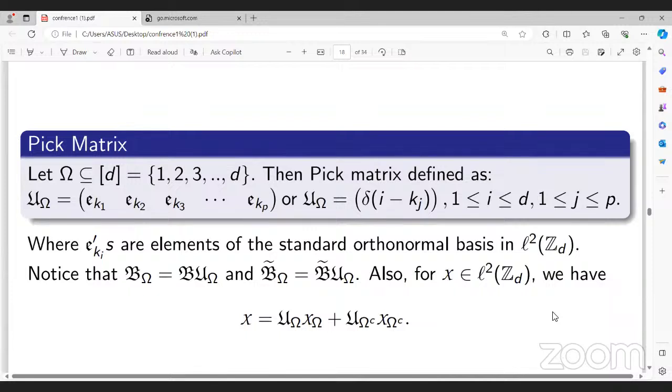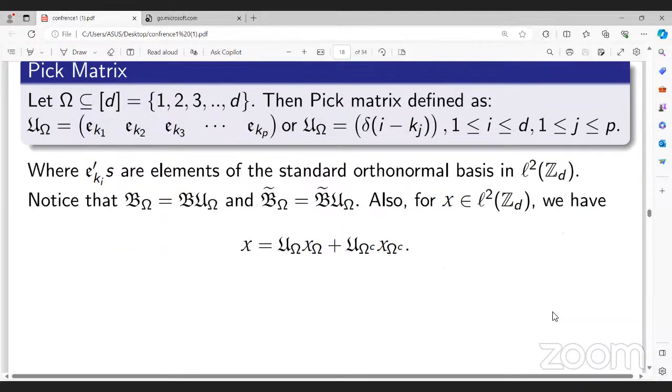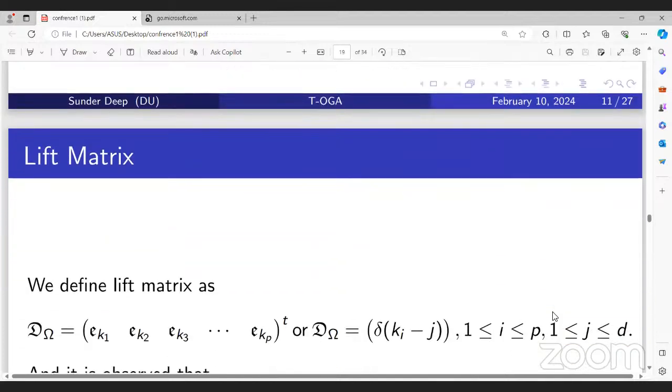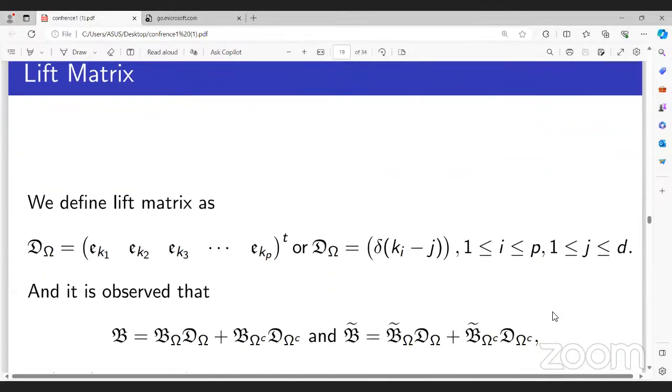Before defining the Tikhonov gradient algorithm, we first define the pick matrix. Let omega be a subset of the natural numbers; then the pick matrix is defined as U omega, the matrix with columns e_k1, e_k2, up to e_kn, where the e_ki are the elements of the standard orthogonal basis in L2(Z^d). Similarly, we define the lift matrix. The lift matrix is nothing but the transpose of the shift matrix.